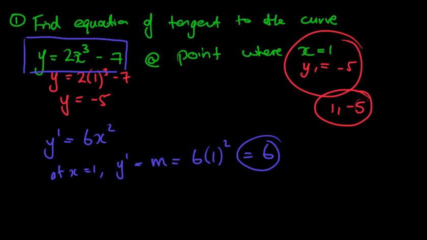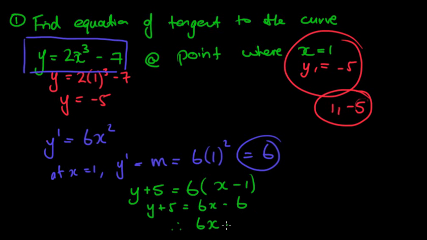So now we've got a gradient of 6 and a set of coordinates, so we're going to put that in. y minus y1 is equal to m(x minus x1). Let's always put it in general form. So y plus 5 is equal to 6x minus 6. Therefore, 6x minus y minus 11 equals 0, and that is the equation of the tangent to the curve.